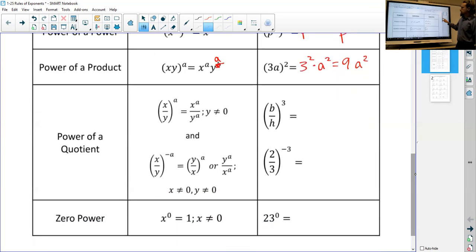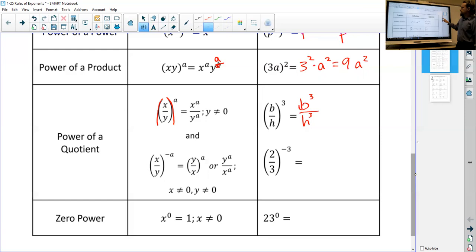Same thing with the quotient. Really, there's nothing different here. It's still saying anything raised to a power, if it's in parentheses, then that exponent applies to top and bottom. So (x over y) raised to the a power is equal to x to the a divided by y to the a. So this one here, (b over h) to the third power would be equivalent to b to the third power divided by h to the third power.